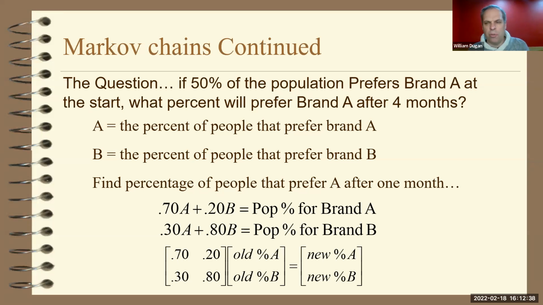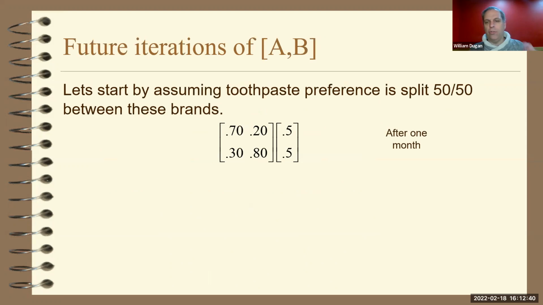As an example, I'll show you some numbers. So let's suppose then you start off 50%. 50% of people prefer brand A, 50% of people prefer brand B. Then this particular matrix multiplication will represent a vector, so that that vector will give me the percentage of people that prefer brand A and the percentage of people that prefer brand B, again, after 1 month. So that's a vector now. That product, don't think of it as a product. Think of it as a vector. It's a 2x1 in the end.